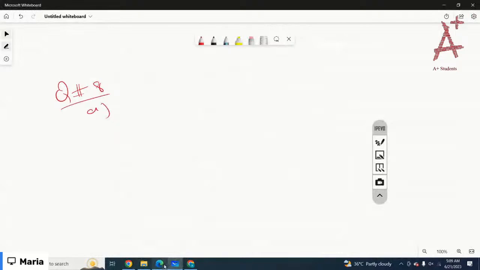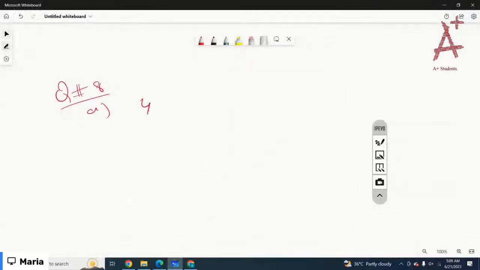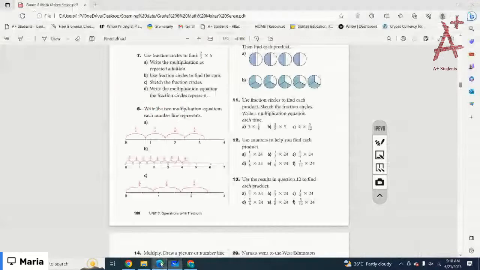Okay, you can see here you have 4 by 5, 4 by 5. Each time you move forward by 4 by 5. Got it? And how many times did you do it? 1, 2, 3, 4. So you can write it in multiplication form as 4 times 4 over 5. Got it? Because you moved 4 times forward by 4 by 5.